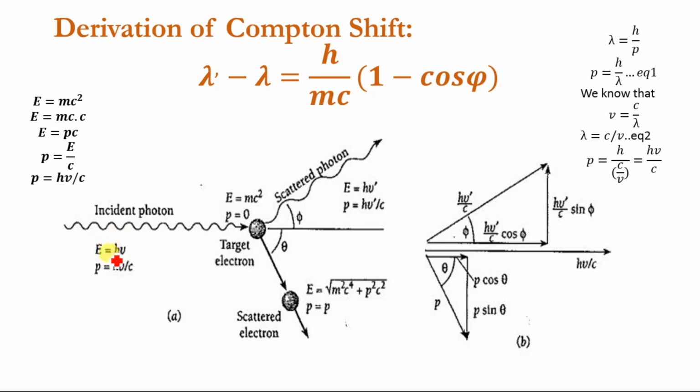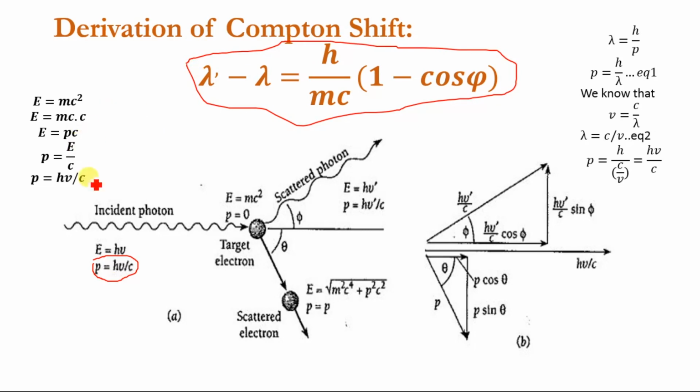The energy is denoted by E is equal to h mu, where the momentum is denoted by P is equal to h mu by c. We will use the law of conservation of energy and the law of conservation of momentum to derive this final equation for Compton shift. P is equal to h mu by c, where mu is the frequency and c is the speed of light. If you don't know where this equation has come from, then look here.